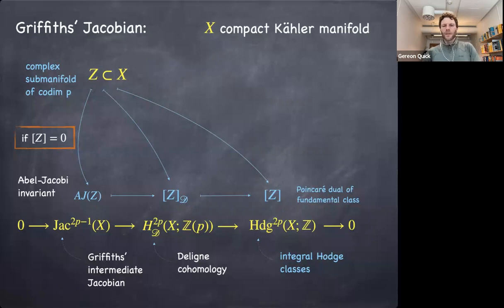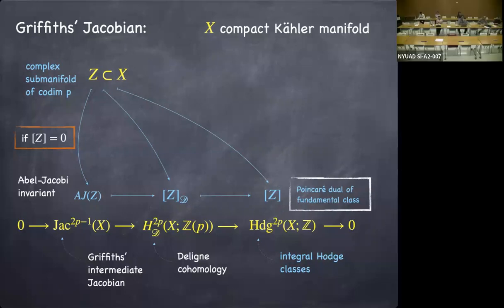And there's a conceptual reason why this can't work. And I'm gonna spend a minute now on explaining why this can't be the case. So the way we defined the class down here was we took the dual of a fundamental class in cohomology.